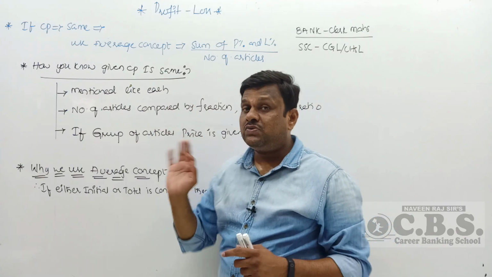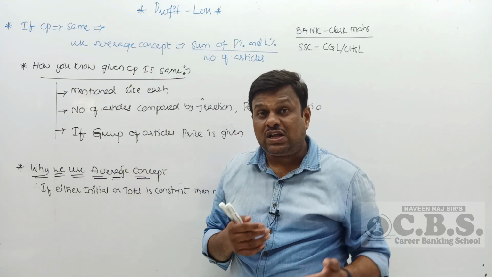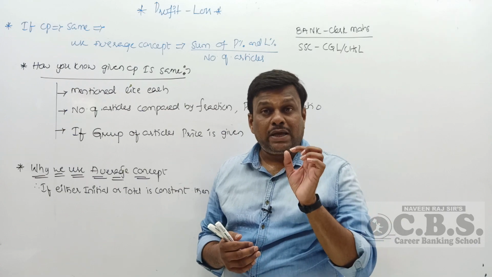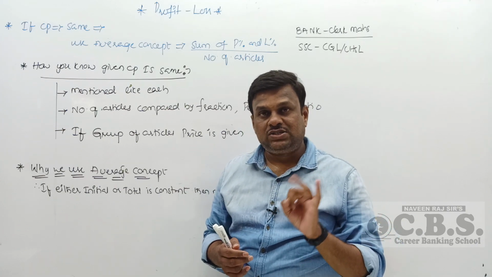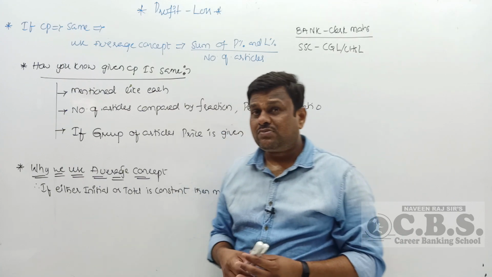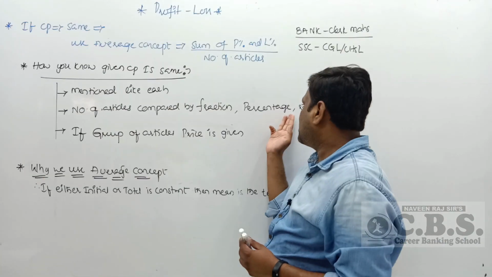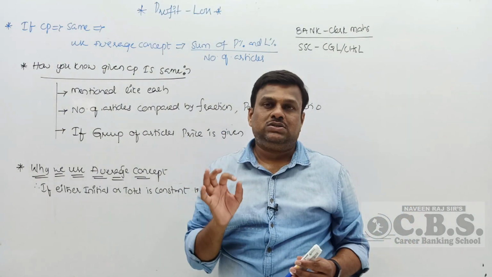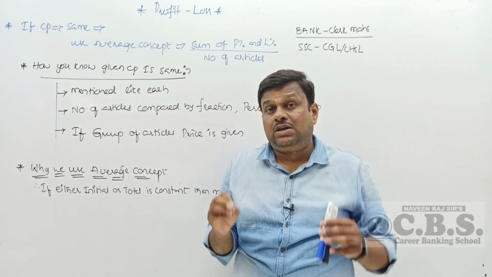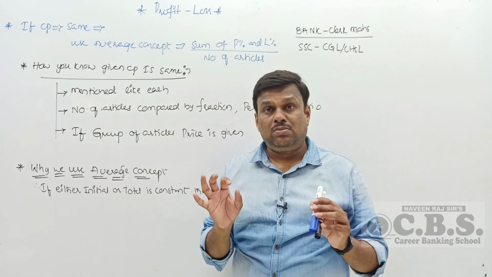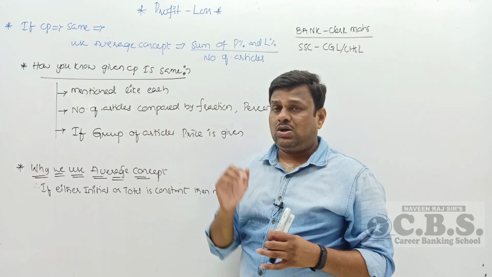The second model is very important. If the number of articles is compared by comparative tools, there are three comparative tools: percentage, fraction, and ratio. If the number of articles is compared by fraction or percentage or ratio, definitely the cost price is same, because comparison requires a common constant. What is a common constant? Initial is a common constant. That's why the cost price is same.